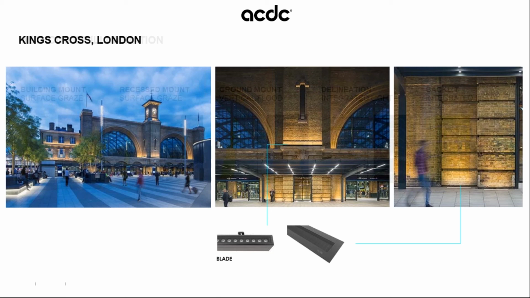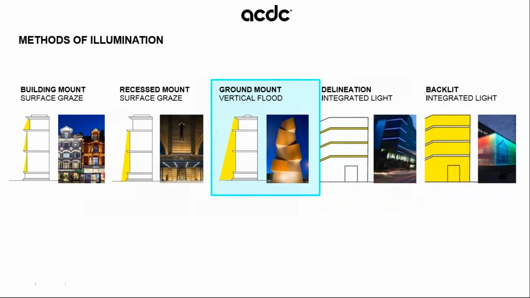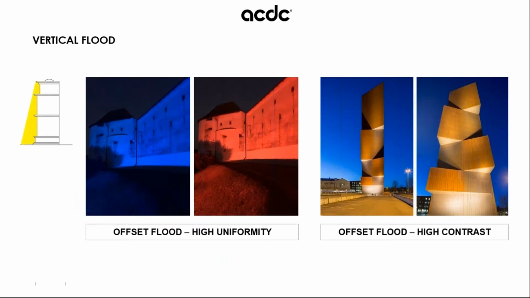So now let's start to look at ground mount. So here, don't think about this as just about high uniform lit effect. It can be about high contrast, as in the mock-up images that I showed earlier. So think about your contrast levels. What are you trying to achieve?